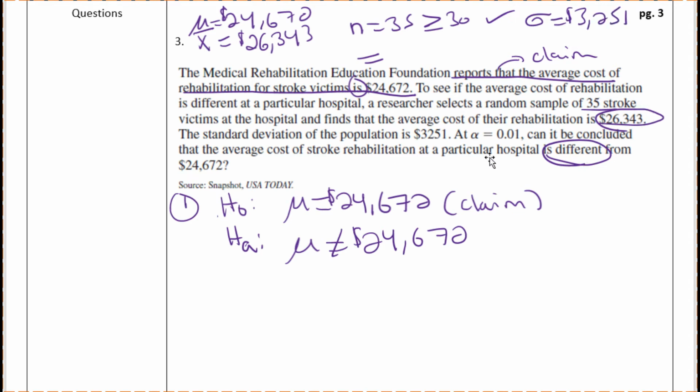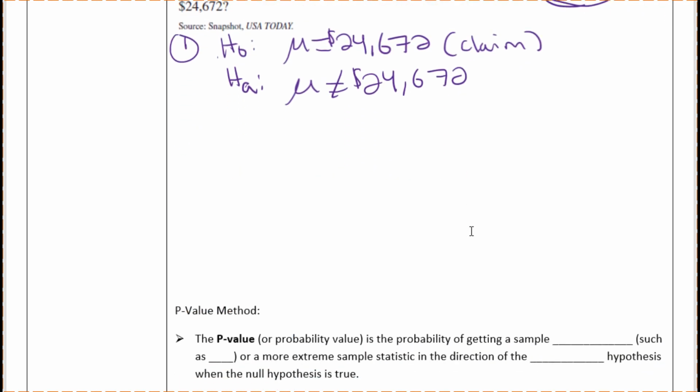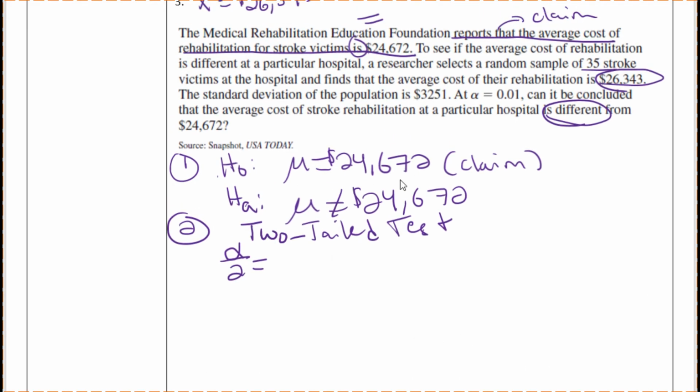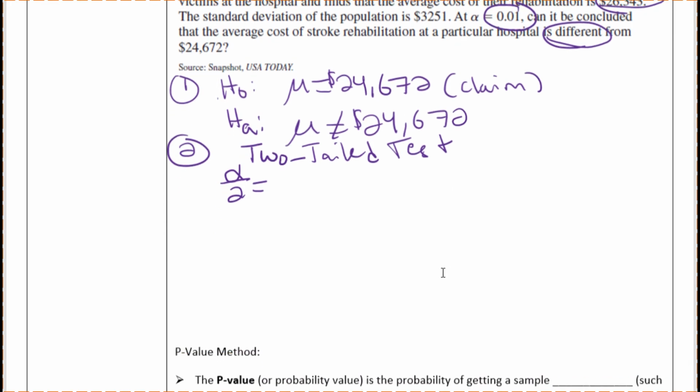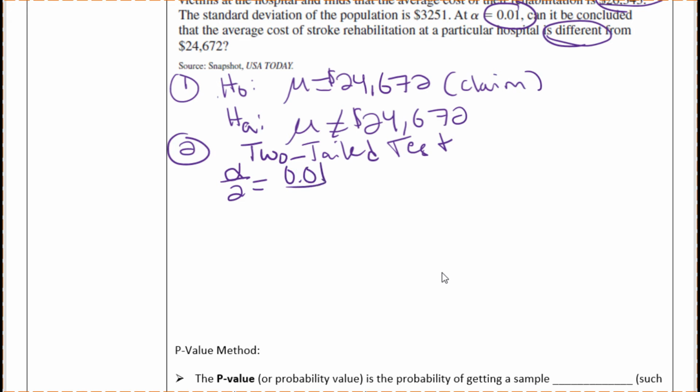All right, so we can go ahead and plug in the numbers, but before we do that, we need to do our step 2, which is the critical value. This is a two-tailed test because the alternative hypothesis doesn't have any direction. It has both directions, because it doesn't have a less than or greater than symbol. So we need to take the alpha and divide it by 2. Alpha is 1%, so we have the 1% level of significance here. So we have 0.01 divided by 2, 0.005.